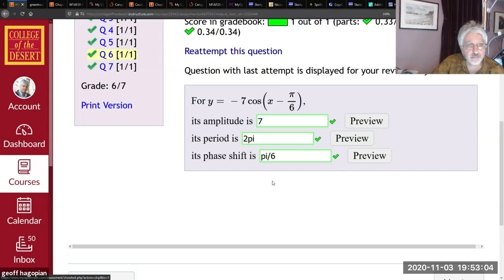And amplitude is 7. Period is a natural 2 pi. Phase shift is simply pi over 6. And this one is very similar, right? So pi over 4.